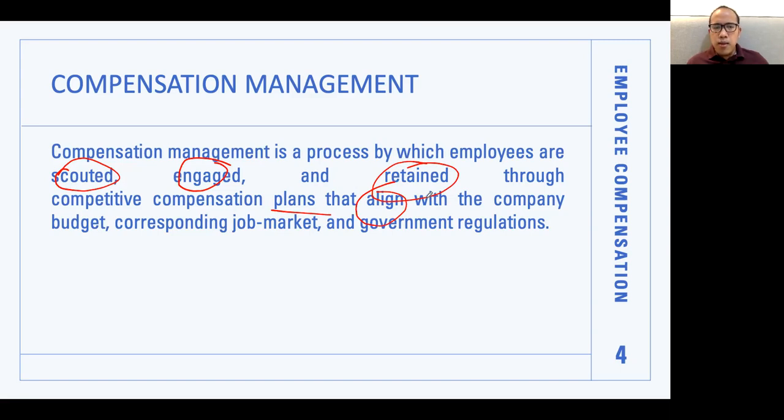Again, we have learned dun sa Savant natin na hindi yung strategy ang mag-a-adjust. Dapat kung ano yung strategy should be fixed, more or less fixed siya. So kung you come up with a compensation management plan, that plan should be the one to be aligned doon sa short-term and long-term strategy ng company.